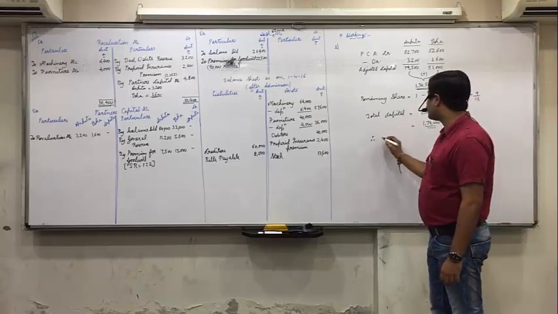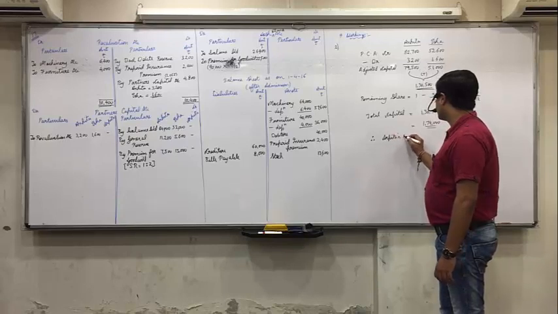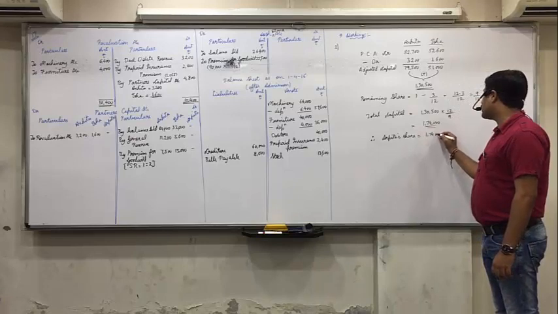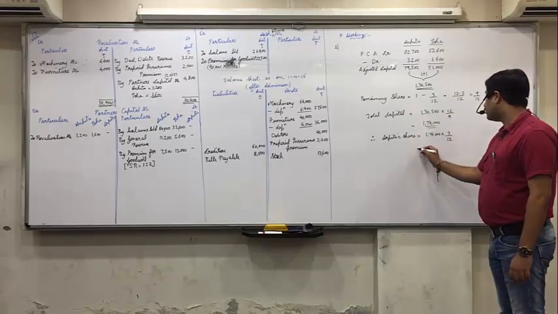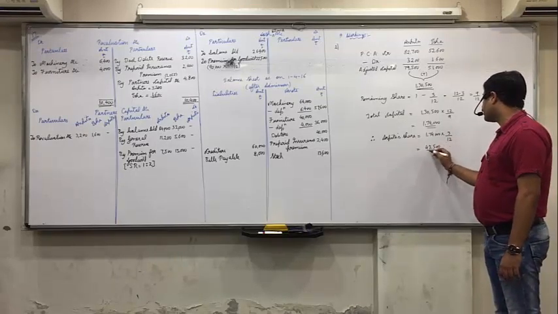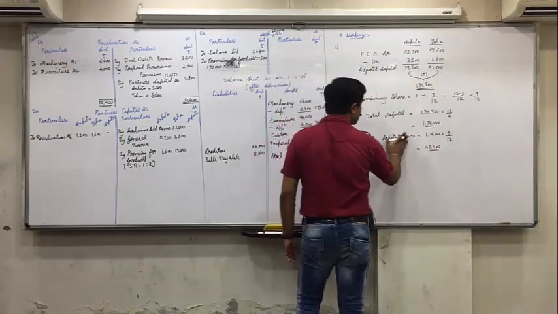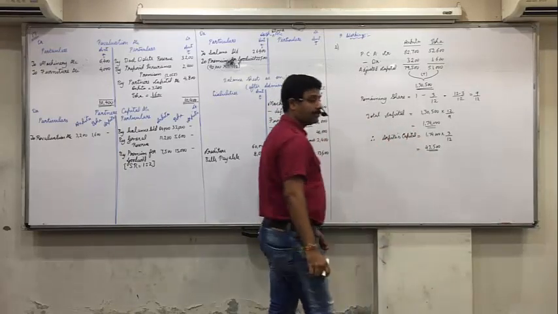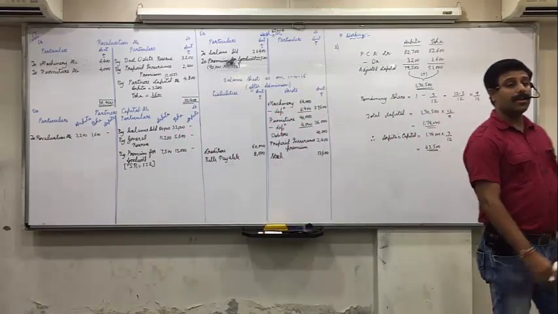Now in that, Arpita's share will be 1,74,000 into her share, 3 by 12. So 43,500. Yes. This is what Arpita has to bring as her capital. Do you understand this?